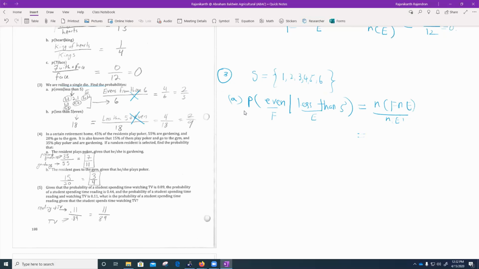So what are the possibilities or outcomes you have? You are choosing a number that is even but should be less than 5. Of course, I have only 2 options, right? 2 and 4. Therefore, this is just 2 over N of E. Event E is less than 5. How many outcomes less than 5 do I have here? There are 4 outcomes, right? So it is 4. So 2 over 4, that is 1/2.